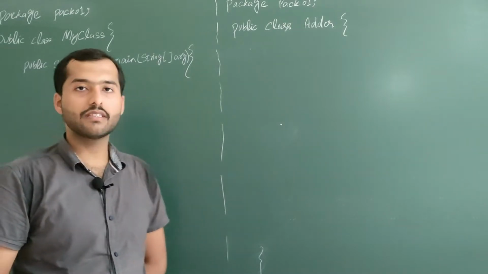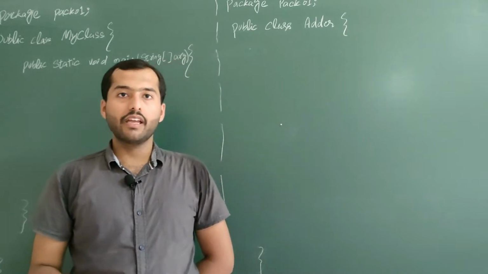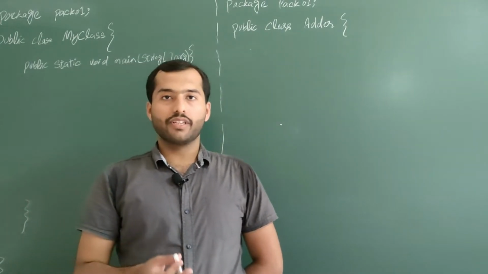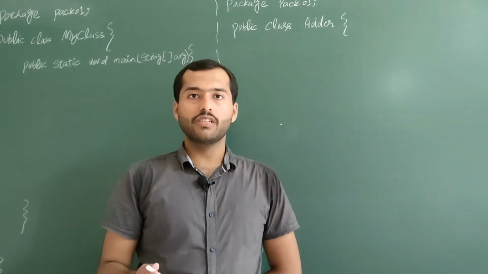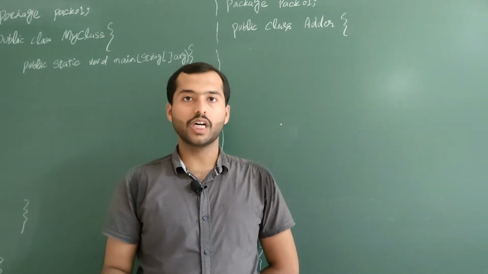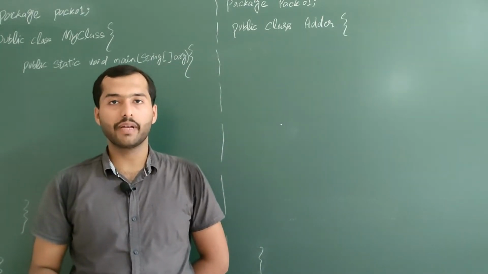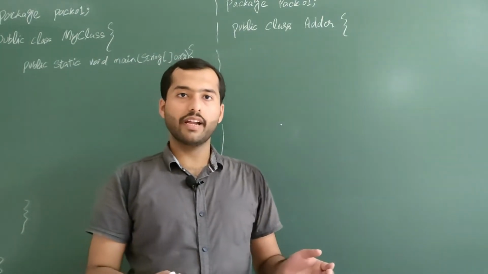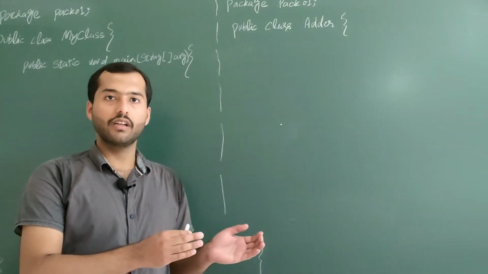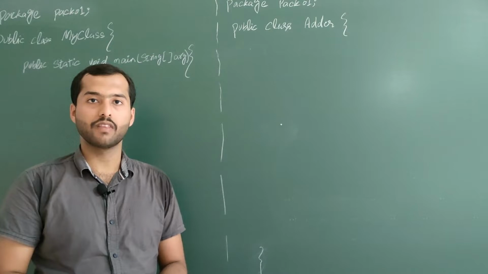Well, method overloading means that if you have created one method, the method means also the functions, okay? In some languages, you call them functions. In some languages, you call them methods. But in Java, we call them methods. So for example, you have created one method, and if you want to create the same method with the same name a second time, how can you do it?